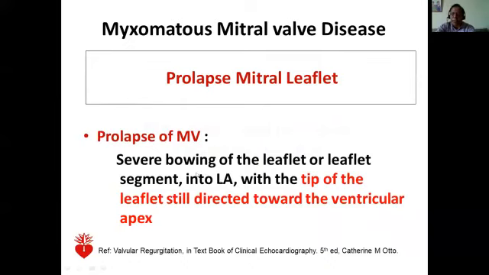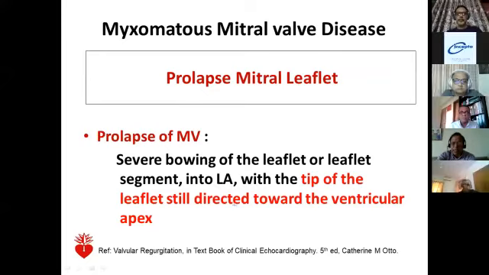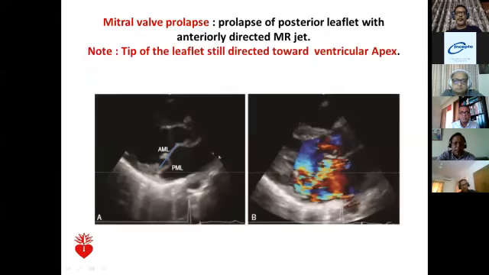In prolapse of the mitral leaflet, there is severe bowing of the leaflet or leaflet segment into the LA, with the tip of the leaflet still directed towards the ventricular apex. What is the picture? This is the picture of mitral valve prolapse. There is prolapse of the PML, and the tip of the PML is still pointing towards the LV apex. And this is the MR.